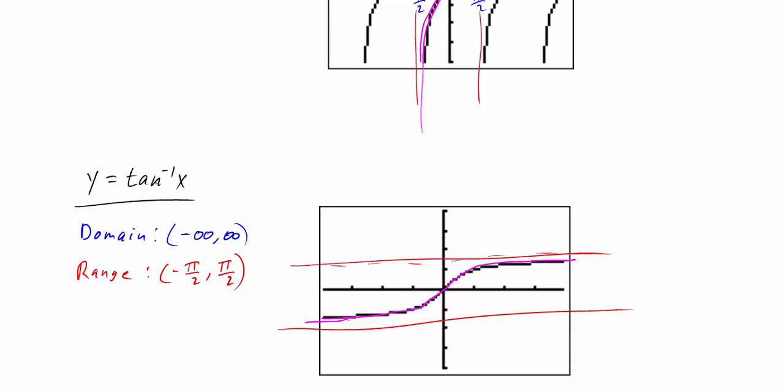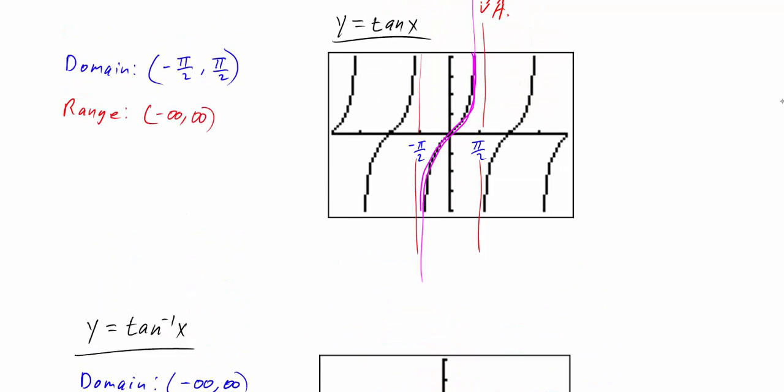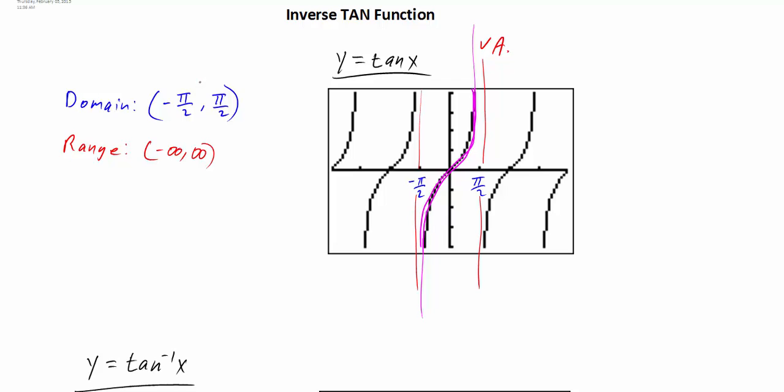So that means when you're using this inverse tangent to find the angle, it is going to be somewhere between negative pi over 2 and a positive pi over 2. And once again, we'll never get negative pi over 2 or positive pi over 2, because that's not part of the range, because that's not in the domain up here for our tangent function.